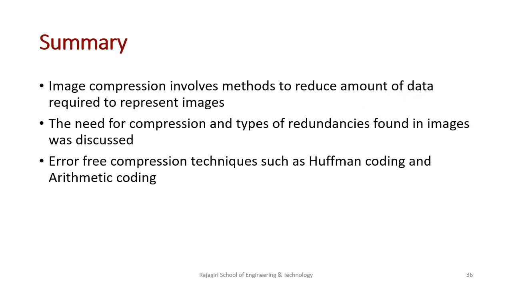With this, we conclude this lecture series on image compression. As a summary, we discussed what image compression is. Image compression deals with methods used to reduce the amount of data needed to represent images. We discussed the need for compression and the different types of redundancies found in images. We also discussed two error-free compression techniques, Huffman coding and arithmetic coding. Thank you.